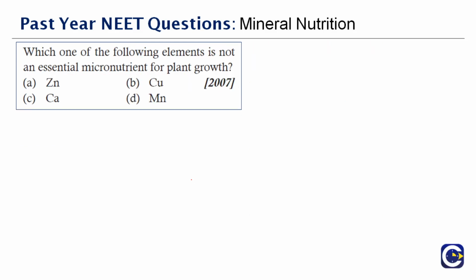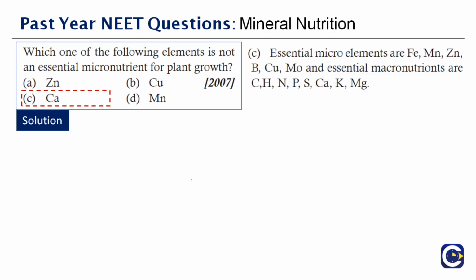Okay, next question here. Which one of the following elements is not an essential micronutrient for plant growth? In the last question we saw magnesium. Now here calcium is the answer. As I already said, they are not talking about size, they are talking about the requirement. Therefore the right answer is option C, calcium.